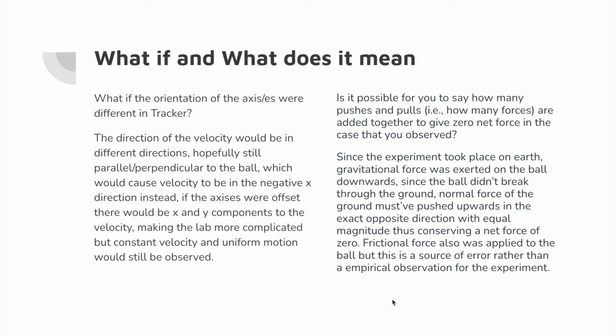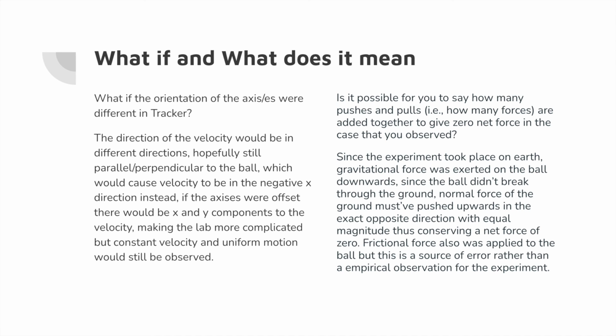What if and what does it mean? What if the orientation of the axis or axes were different in Tracker? The direction of the velocity would be in different directions, hopefully still parallel/perpendicular to the ball, which would cause the velocity to be in the negative x direction instead. If the axes were offset, there would be x and y components to the velocity, making the lab more complicated, but constant velocity and uniform motion would still be observed.